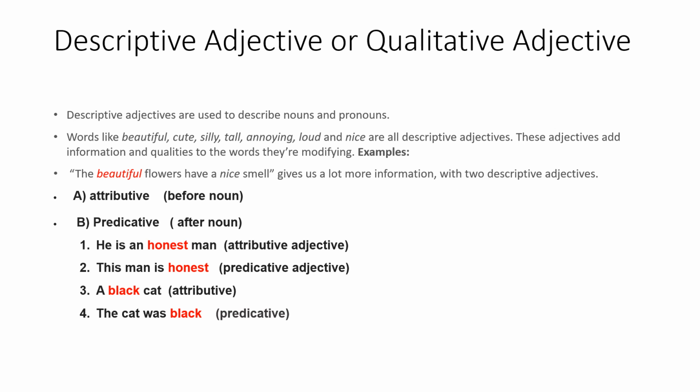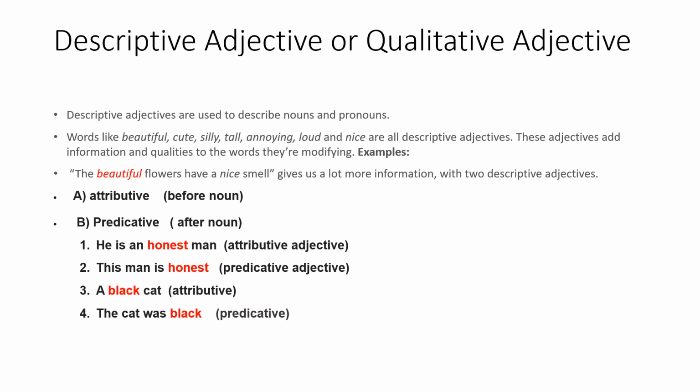Then we can further divide descriptive adjective into two categories. Number one is attributive and the second one is predicative. So, what is attributive adjective? When an adjective comes before a noun, that is attributive, and when an adjective comes after the noun, that is predicative. In the first example, we can see that he is an honest man.